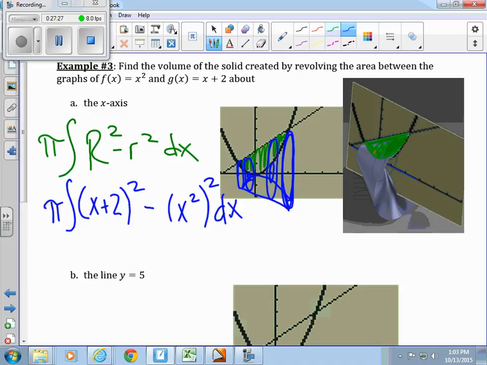Any questions so far? Okay. What are the endpoints, and how will I find them? I need the intersection.